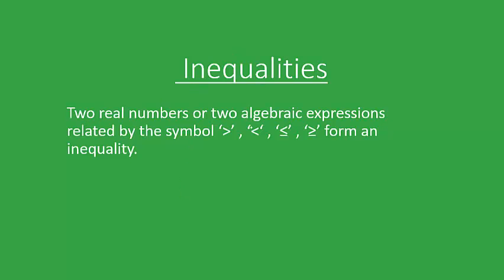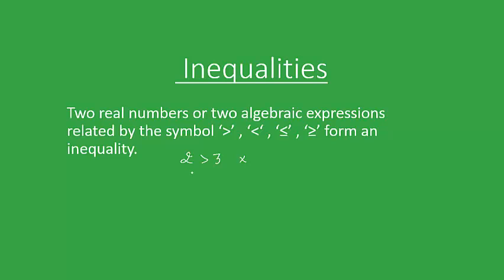Two real numbers or two algebraic expressions related by the symbols greater than, less than, or equal to form an inequality. You may have come across simple inequalities while arranging two numbers. Let's look into the different types of inequalities. The first type is called numerical inequalities, where you have only numbers. As you can see, this inequality is wrong.